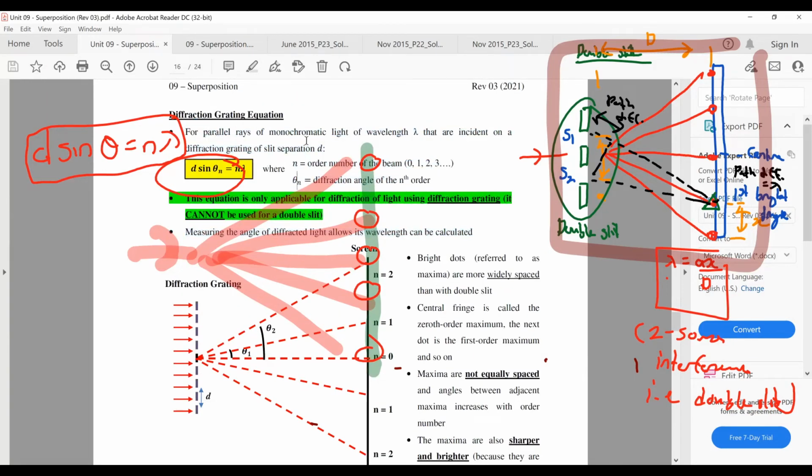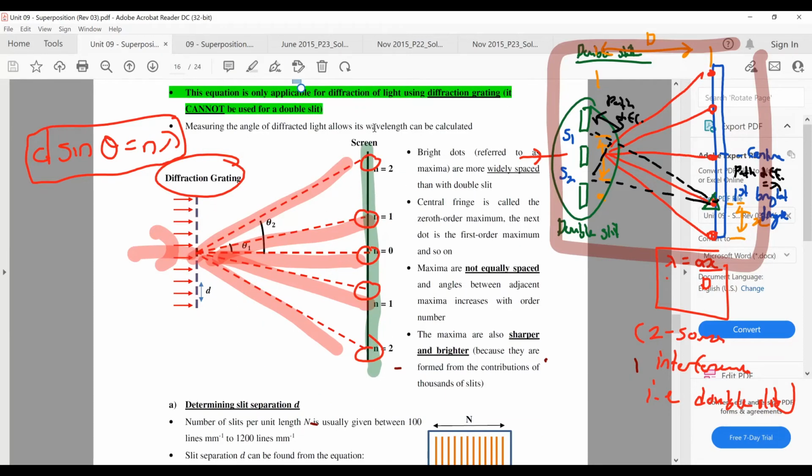Where we tell you, small d here is the slit separation, n here is the order number, then theta is the angle of diffraction. So d, this is where the confusion starts to arise for some people. In your double slit, we also have D, but it's capital D. Capital D here refers to the distance between the slit and the screen. But here under diffraction grating, we also have d, but it's small d. Small d here refers to the distance between the slits.